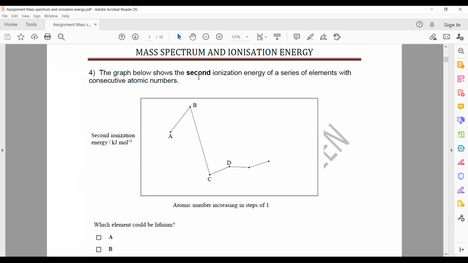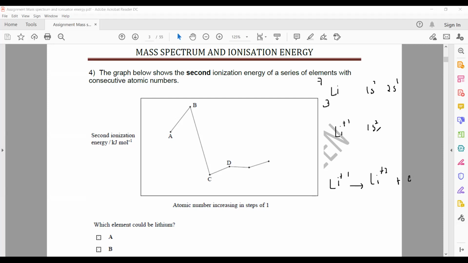The graph shows the second ionization energy. This is the second ionization, which could be lithium. So when I draw for lithium, lithium is 3 and 7. It is 1s2, 2s1. When we remove one electron, what will be the electronic configuration? It will be 1s2. Now we want to remove another electron because we want a second ionization. So to remove another electron, it must be removed from the inner shell, which is the first shell.